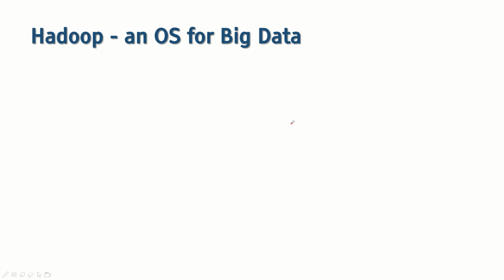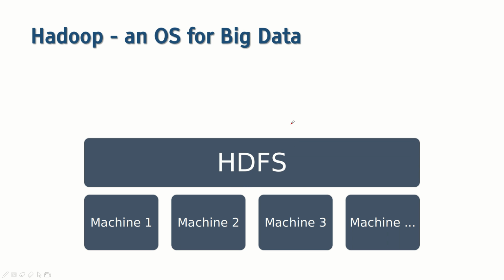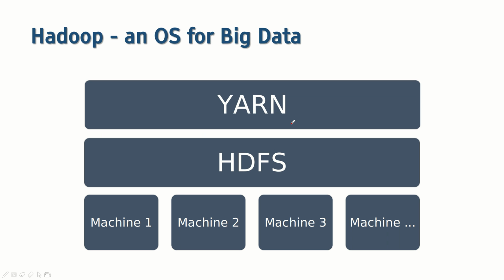So as I was saying, Hadoop is an operating system for big data, and it is made up of multiple machines. The idea is that you have a cluster of multiple machines, and what Hadoop gives you is something known as HDFS, the Hadoop Distributed File System, which sits on top of all of these machines and is the file system part. It is responsible for giving a unified view of the storage of all of these machines. And it gives you another component called YARN, Yet Another Resource Negotiator. This is the scheduler part of the big data system. So this is what Hadoop gives you.